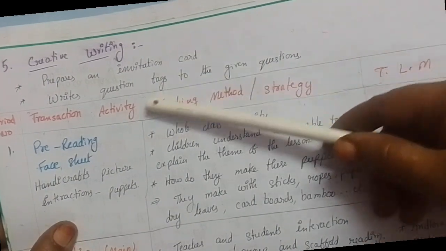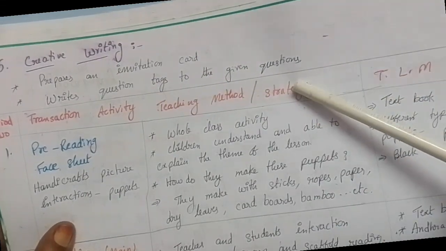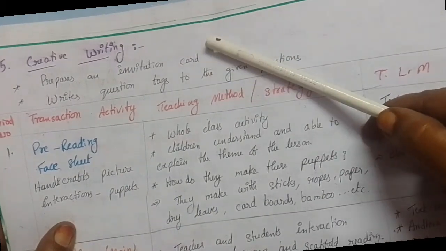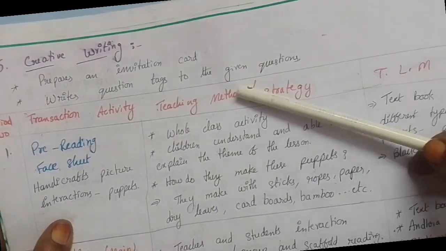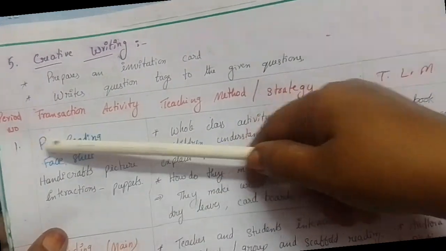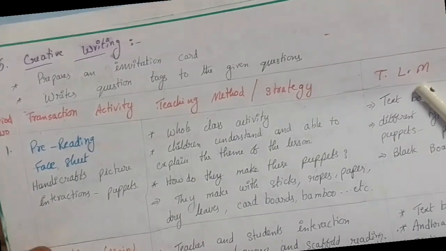Creative writing: the student prepares an invitation card and writes question tags to the given questions. Okay, so here is the TLM. We have to prepare an invitation card and a chart or some reading cards. We have the titles like period number, transaction activity, teaching method and strategy, and teaching learning material.